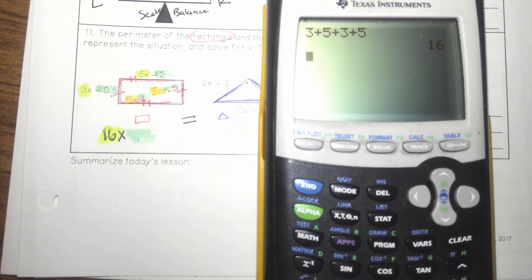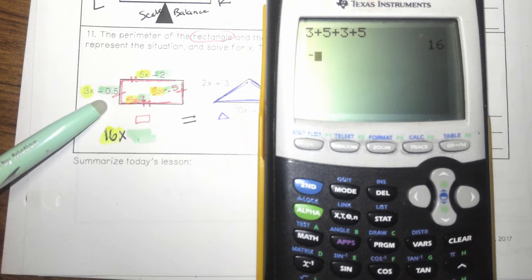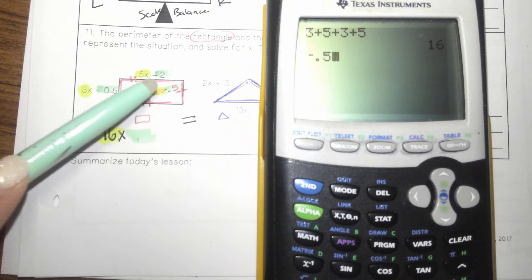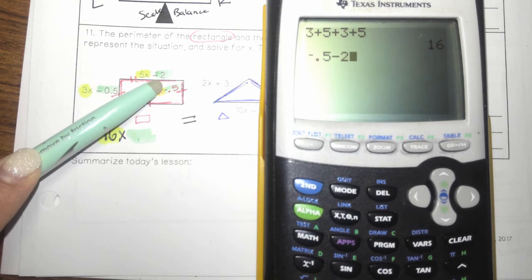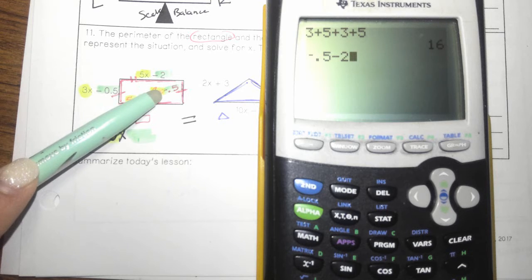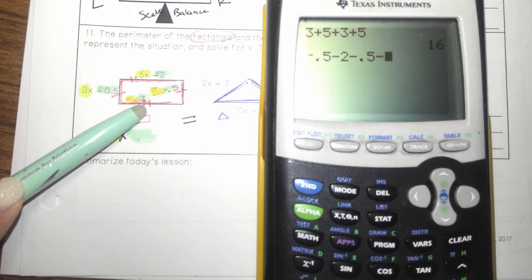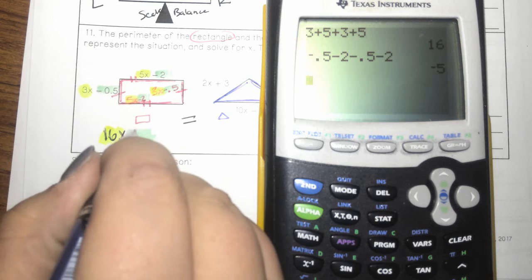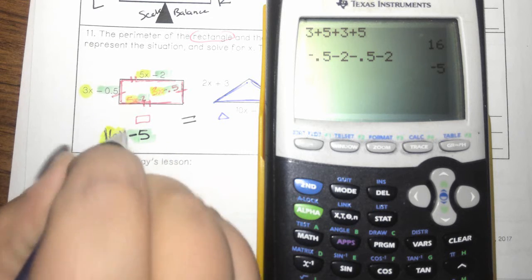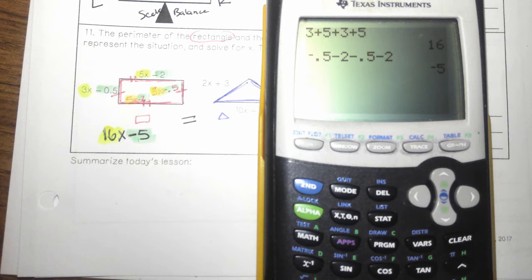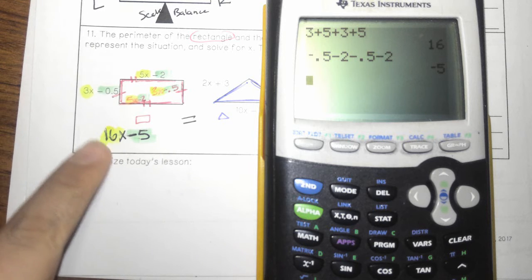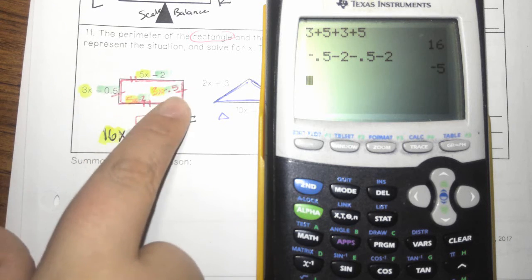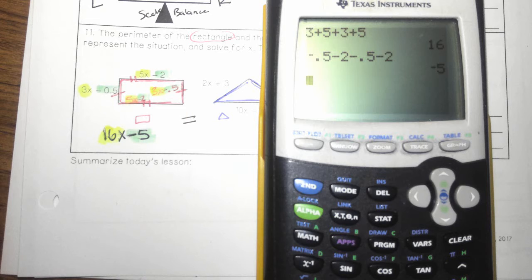There we go. Okay. So we have a negative 0.5, minus 2, minus 0.5, minus 2. All of that together is negative 5. So we're going to have our 5 for our constants, and I'll write minus 5 because that's negative. That is all of my rectangle sides added together.